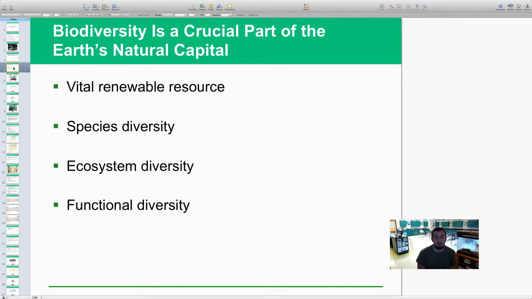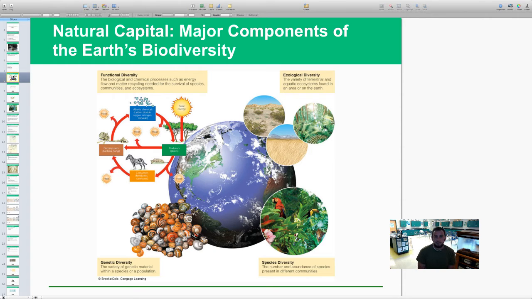So there are different types of diversity. The major types are species diversity, ecosystem diversity, as well as functional diversity. We're going to throw in one more type when we add on to this next slide. First of all, we'll start with species diversity, which you're probably most familiar with. That's just the number and abundance of species present in the different ecosystems and communities we have on the planet, whether aquatic or terrestrial.